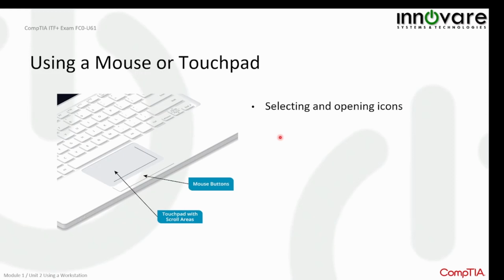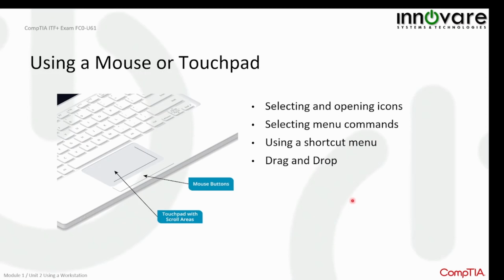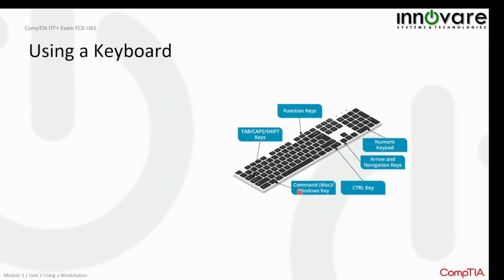Instead of a mouse, for selecting, opening icons, for selecting a menu, for creating shortcuts, drag and drop files, for navigating. These are the things, everything that you can do from the mouse, even scrolling.